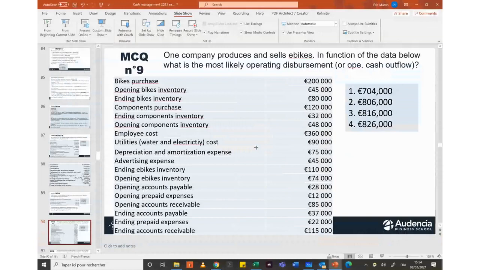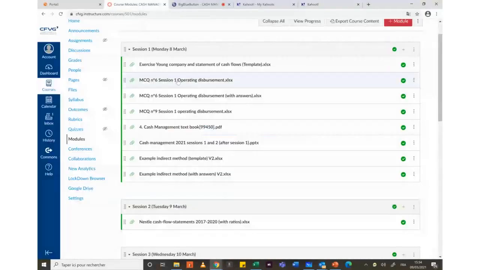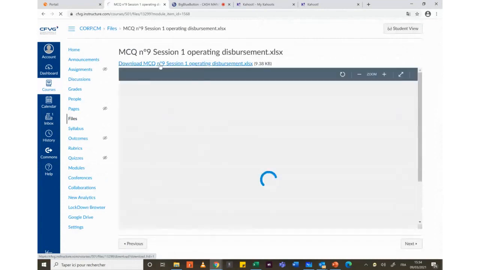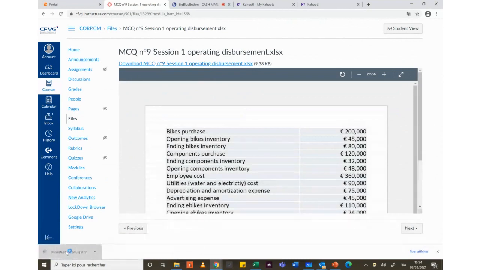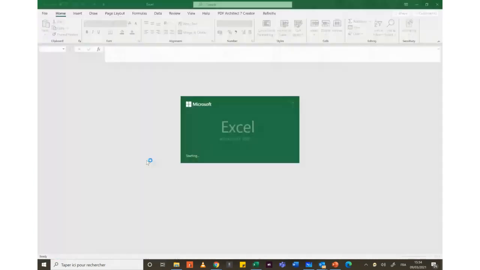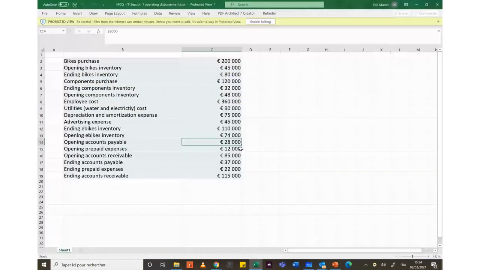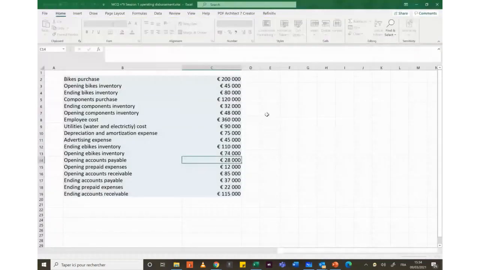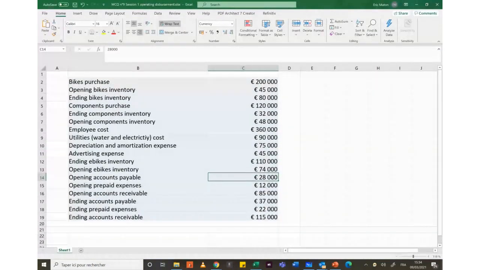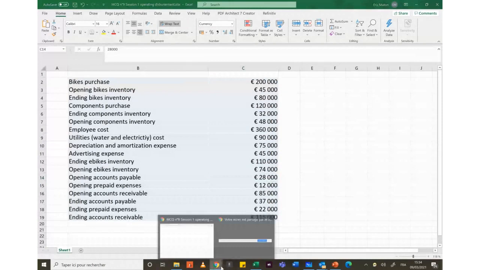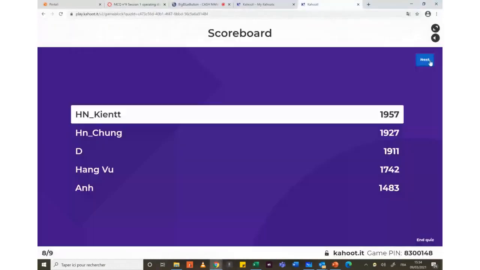So if we go to the module session 1, we have the MCQ number 9. You can download the Excel file and we do the calculation. So the Excel file is here. So from the Excel file, you have 4 minutes to calculate the operating disbursement. So it's about the cash outflow, okay? Next question, last question, question number 9.